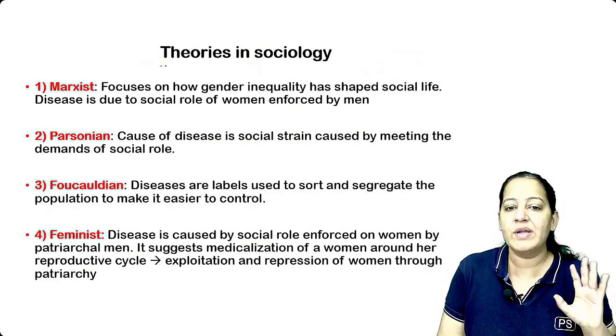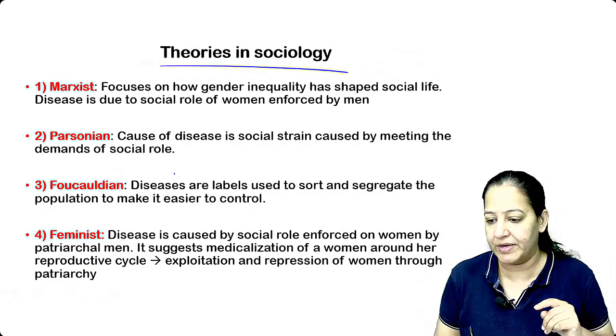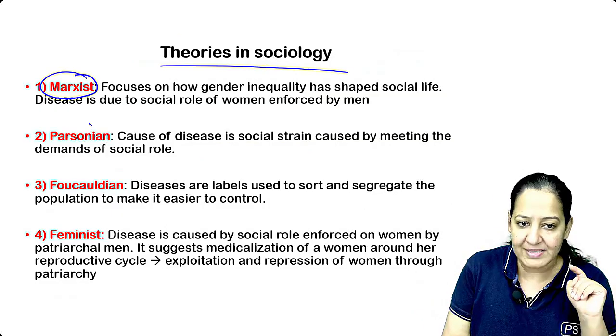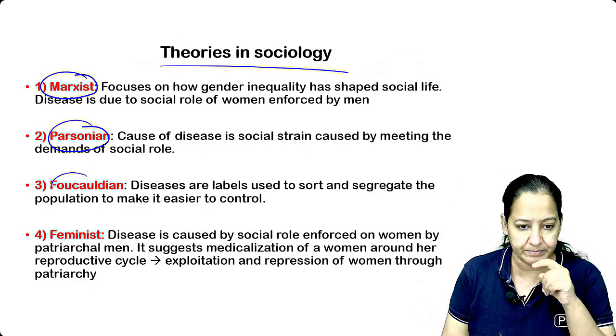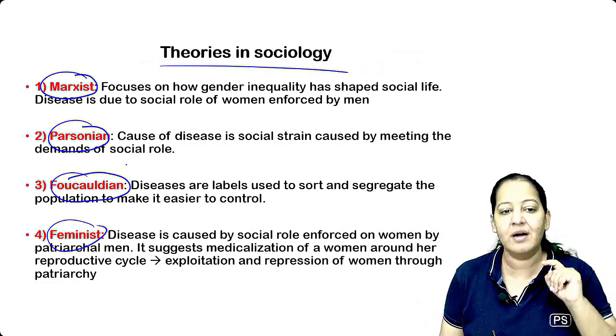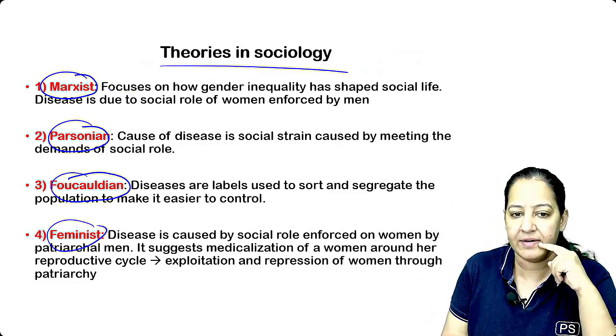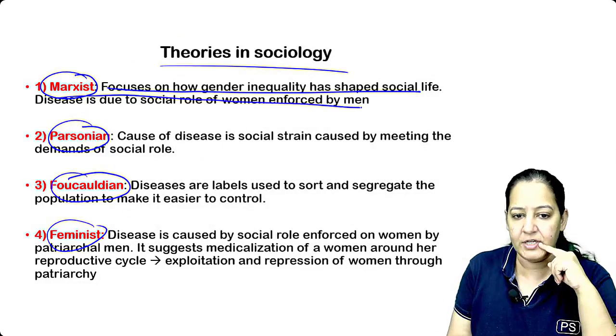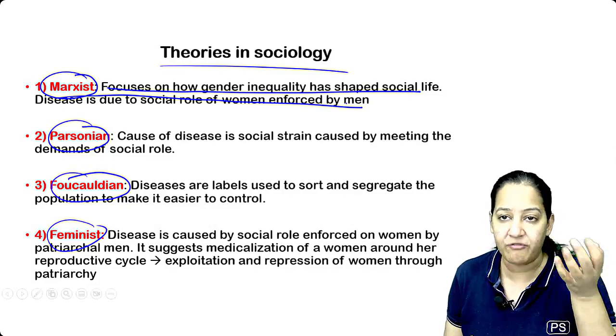Now there are certain theories in sociology. Let me explain those theories. Can I start the theories? There are four theories: Marxist theory, Parsonian theory, Foucauldian theory, and feminist theory. The Marxian theory is written wrong here. I guess you should cancel it, and you should say it is keeping money ahead of health.